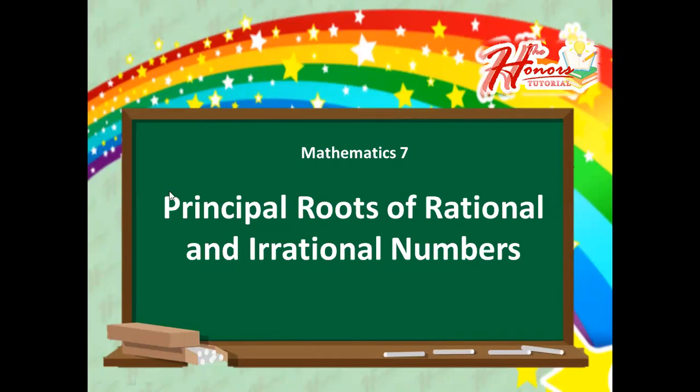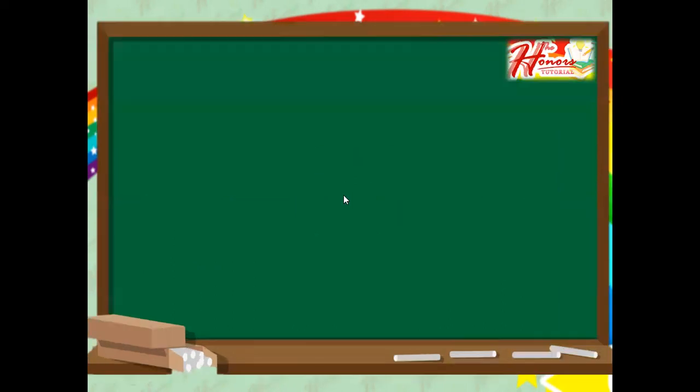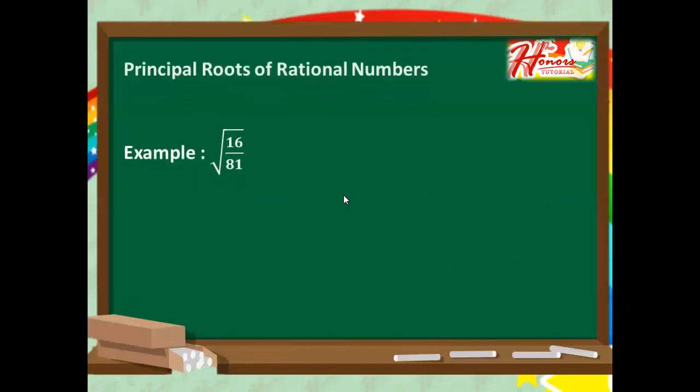Our topic for today is about principal roots of rational and irrational numbers. This is part 2 of this topic. This is under Mathematics 7. So this is the continuation of the topic. So let's have this example.